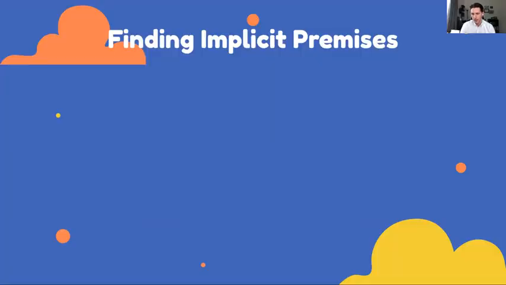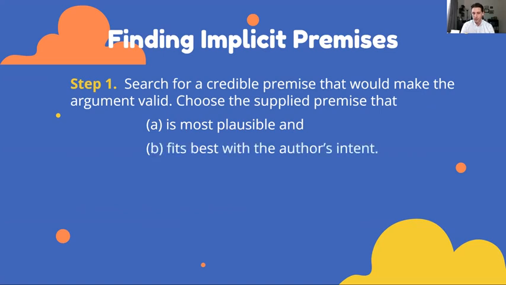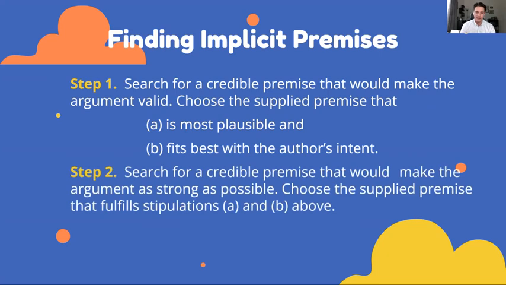Sometimes a lot of arguments have what we call implicit premises. These are premises that might be missing from the actual text or the writing or the speech. So we might search for a credible premise that would make the argument valid. We want to employ what I call the principle of charity. Whenever anyone's speaking, even if it's someone we don't agree with, we want to give them the most plausible interpretation for their argument, right? We want to invoke the principle of charity. That's most plausible, fits best with the author's intent. And then the second step is we search for a credible premise that would make the argument as strong as possible, or choose the supplied premise that fulfills the steps above.